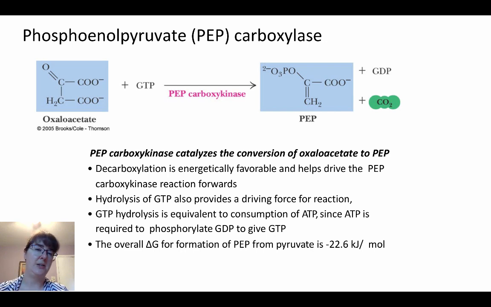For those of you who have not seen GTP, it is equivalent to ATP. So it just has a different front letter, a different nucleotide on there. So then we have the overall delta G value of negative 22.6 kilojoules per mole. So again, all moving in that favorable forward direction.